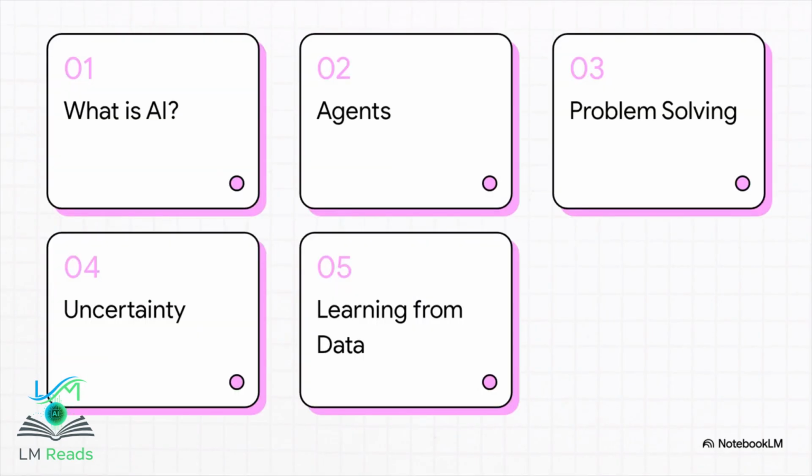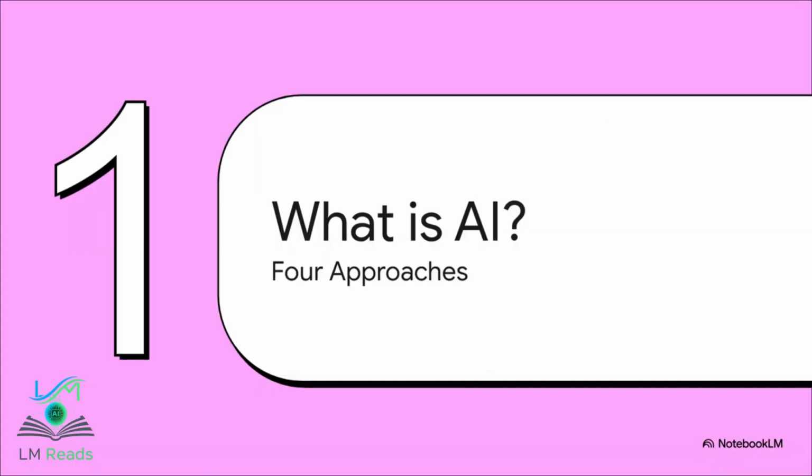So here's our roadmap. We're going to follow the book structure pretty closely. We'll start with defining AI. Then we'll meet this idea of agents, see how they solve problems, how they deal with uncertainty, and finally the really cool part, how they actually learn from data. Okay, first up, what even is AI?